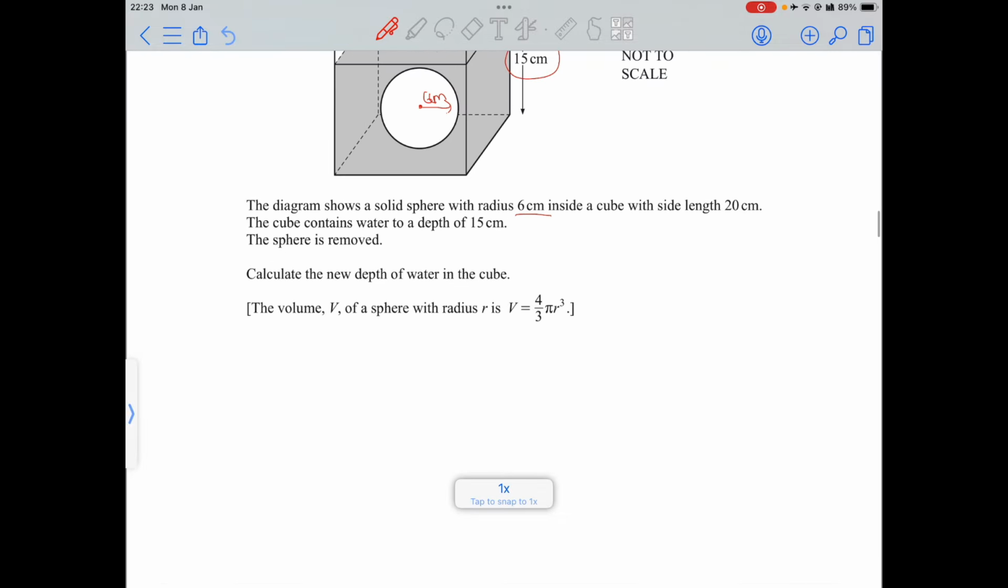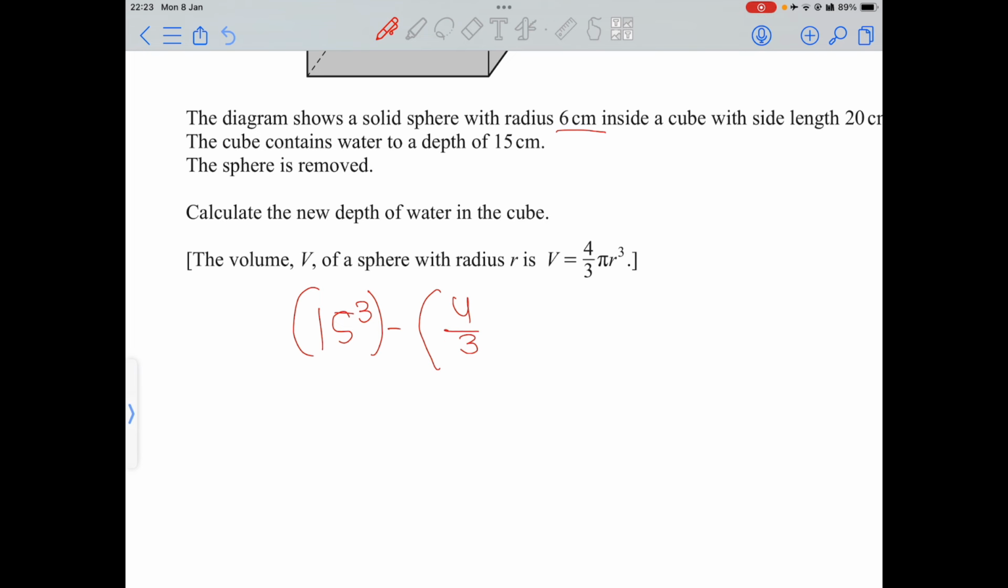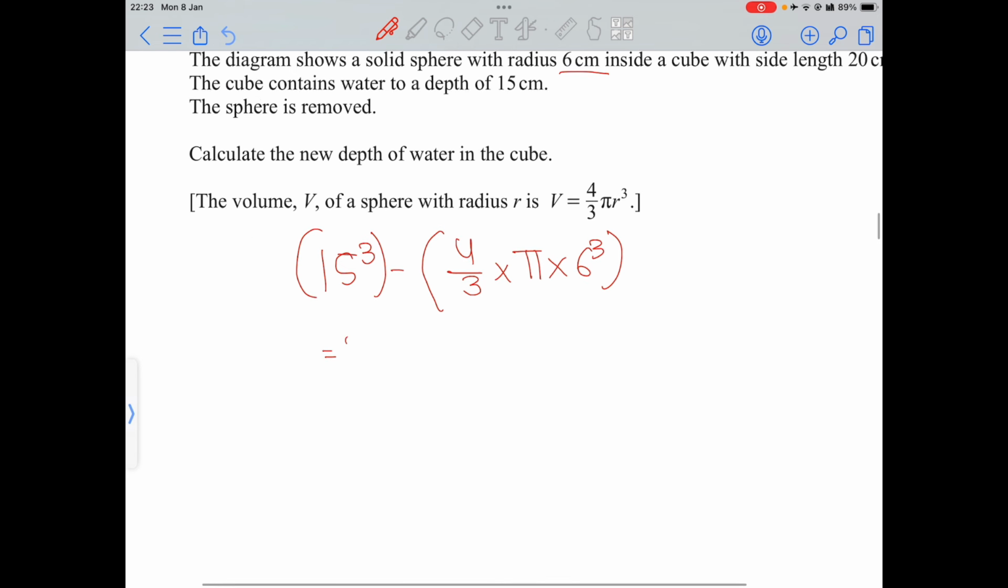Now, in this question, the first thing you're going to do is find out the volume of water. The volume of water is going to be 15 cubed, since it's a cube, less the volume of the sphere, because that's occupying space in the water. 4 by 3 times pi times 6 cubed. So that gives you the volume of water. If you work out 15 cubed minus 4 by 3 times pi times 6 cubed, it gives me 2470.221316. Now this is the volume of water.